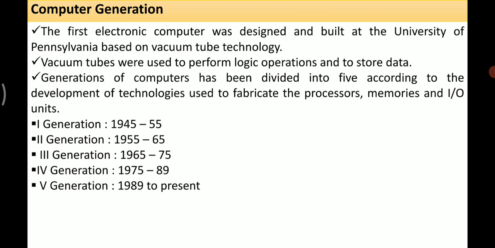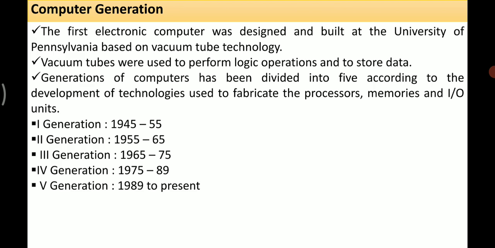Based on the development of technologies, the computer generations have been divided into five. Here the technologies means it depends on the processors that have been used, the memories and the IO units used. So it is mainly according to the development of the technologies. So the generation of computers has been divided into five.